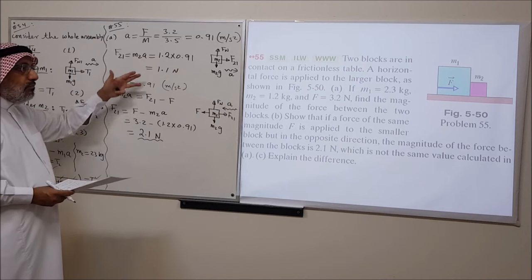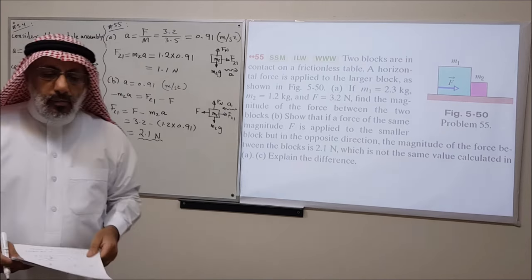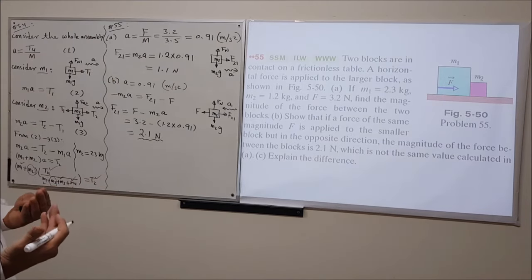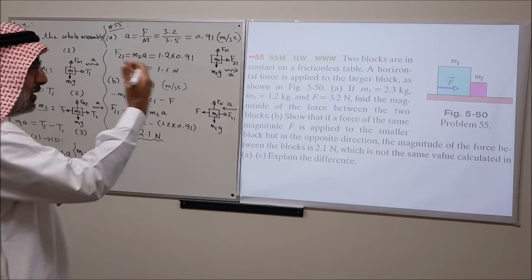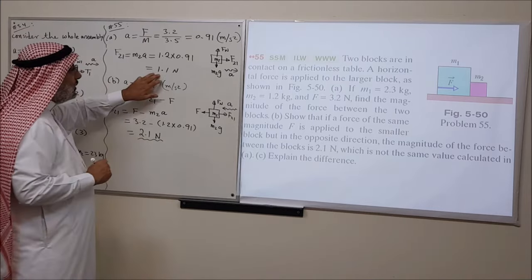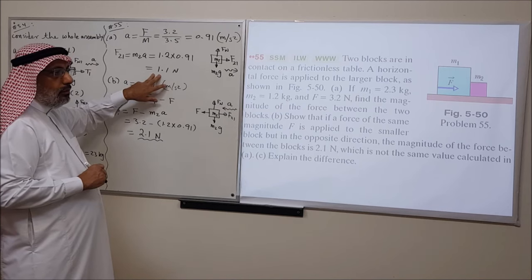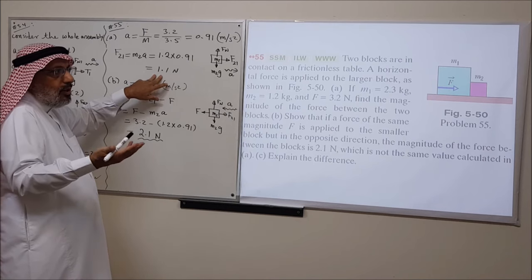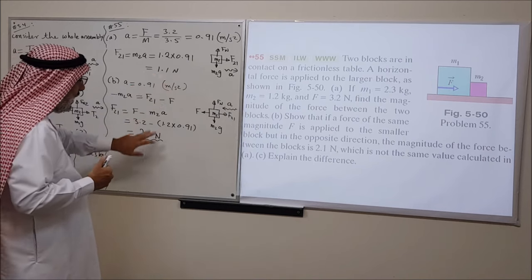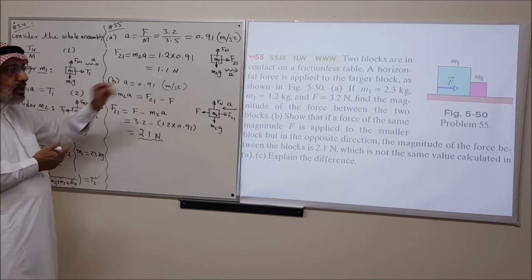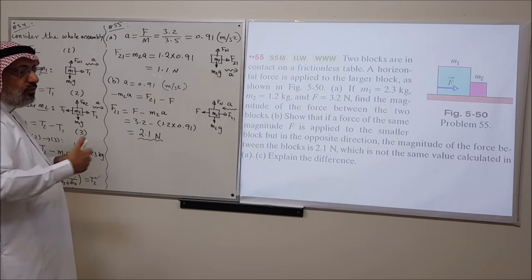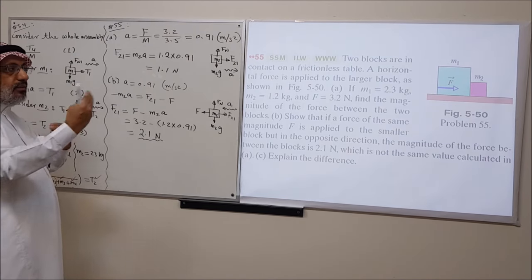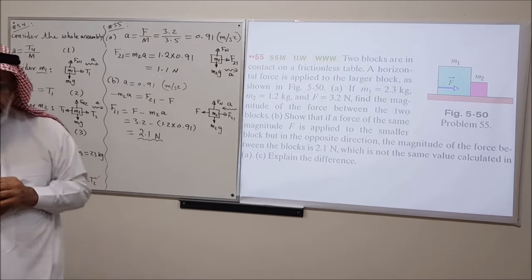So, the bottom line of this problem is that the contact force is not constant. It depends on where and how you apply the external force. In this case, the contact force was small, because the big box will not find any problem pushing the small one. Whereas in here, it's a huge force compared to that one, because the small box will find a lot of difficulty pushing the bigger one. And that's why we have the difference between the two cases.